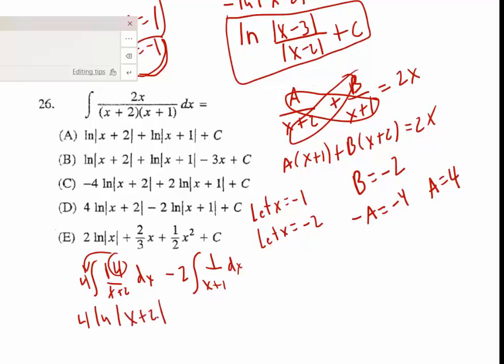So it's just 4, and then 1 over u becomes ln absolute value of u, which is x plus 2 over here. And then minus 2, integral of 1 over u is ln absolute value of u, which over here is x plus 1, plus c. And you can see here by the answer choices, they did not condense it down. So looking at that, that matches this one. So D is going to be my answer.